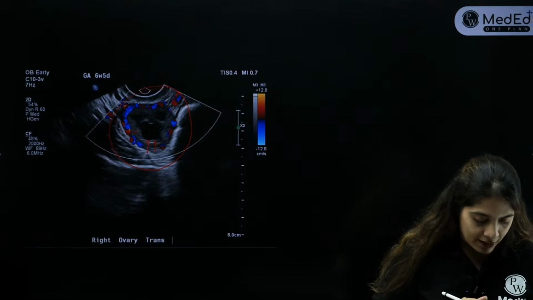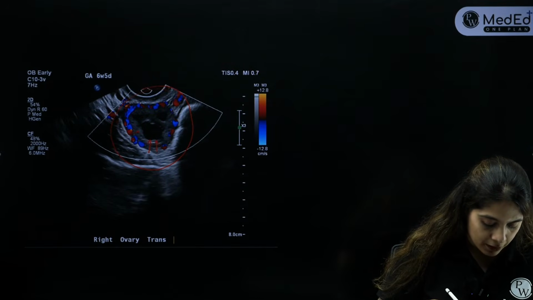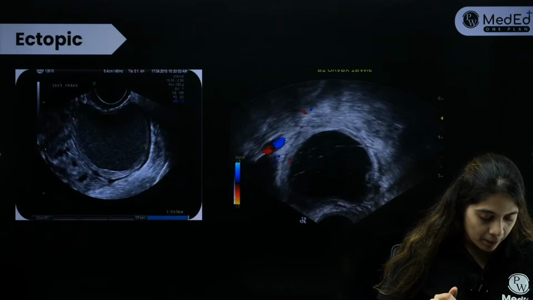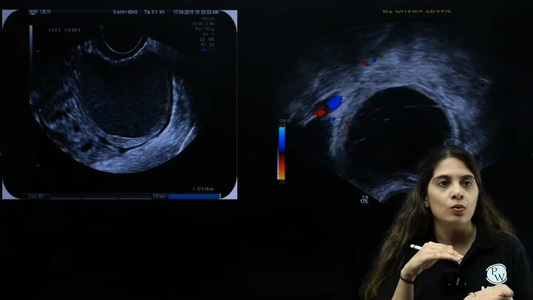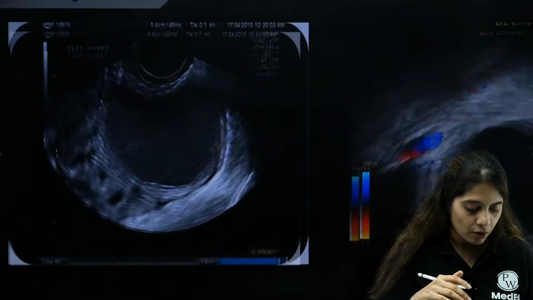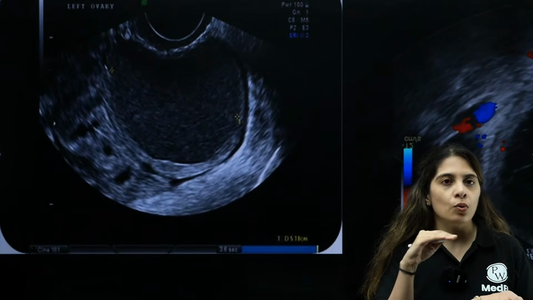Okay, now let's move towards our next image over here. So what about this particular case? First image, what you are seeing over here, you are seeing some low level echos. I will just zoom this for you if you are not able to appreciate. You are able to see very low level of echos.